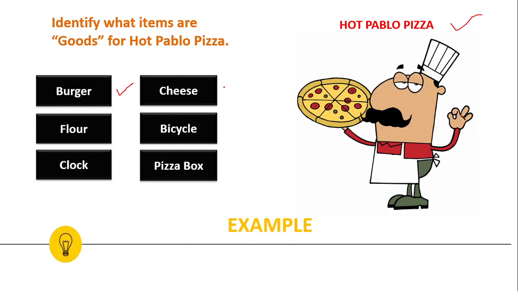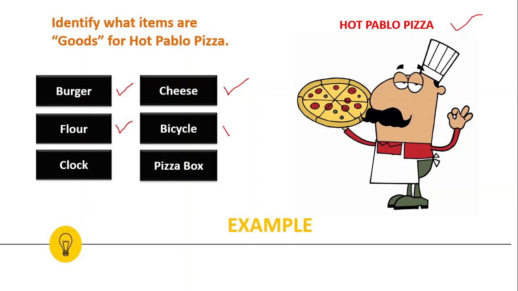Second is cheese. Cheese is definitely one of the ingredients for making pizza, so we can consider it as good, or inventory or stock, for this pizza maker. Cheese will become part of the end product, which is pizza. So cheese is basically good for this pizza maker. Then we have flour. Flour is definitely used as one of the ingredients in pizza. So flour is again one of the items of goods for this pizza maker.